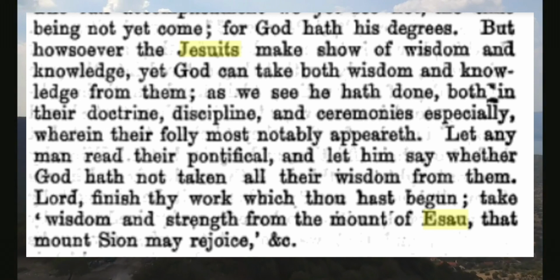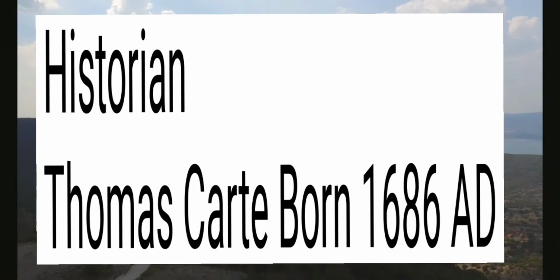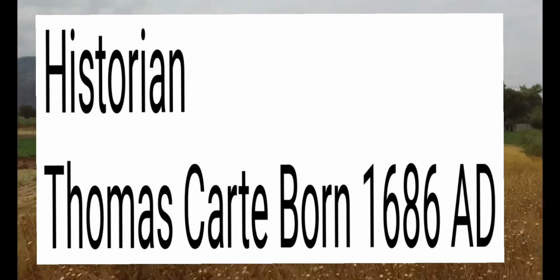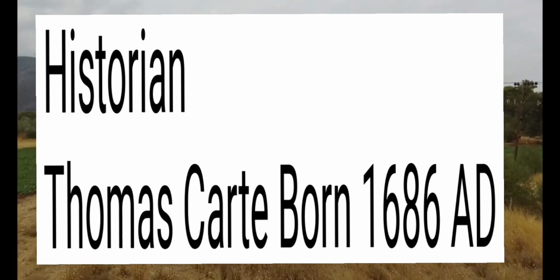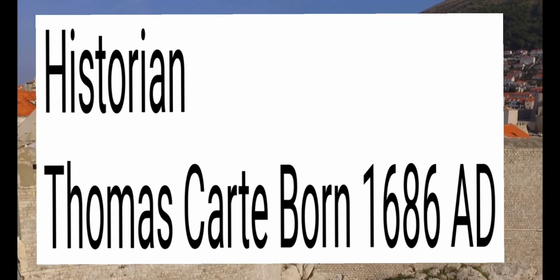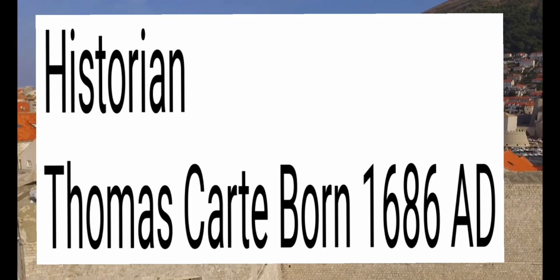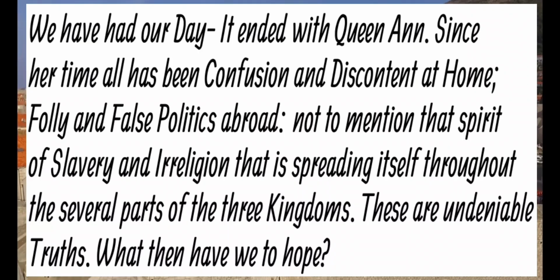So reading from this guy here, Thomas Cartier, born in 1686 AD. He's a historian and an eyewitness to the reign of Queen Anne. And he's also a Jacobite. And he says this: "we have had our day. It ended with Queen Anne.